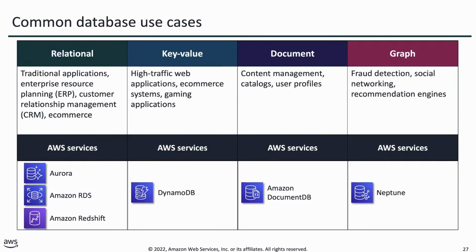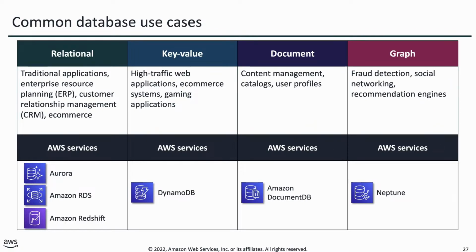Now let's take a look at the old model, which is a relational database. That's probably the most traditional model. And these are used in things like enterprise resource planning, customer relationship management, and e-commerce. In terms of high traffic web applications and gaming applications, key value is starting to become a more common database. DynamoDB would be a good example of this. And it's a fully managed non-relational database that provides fast, consistent performance at any scale.